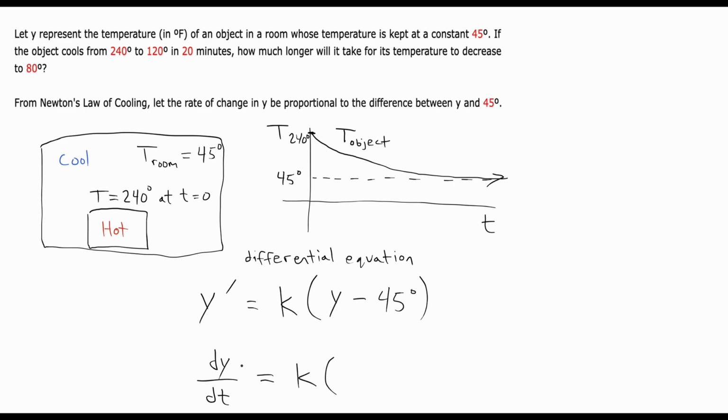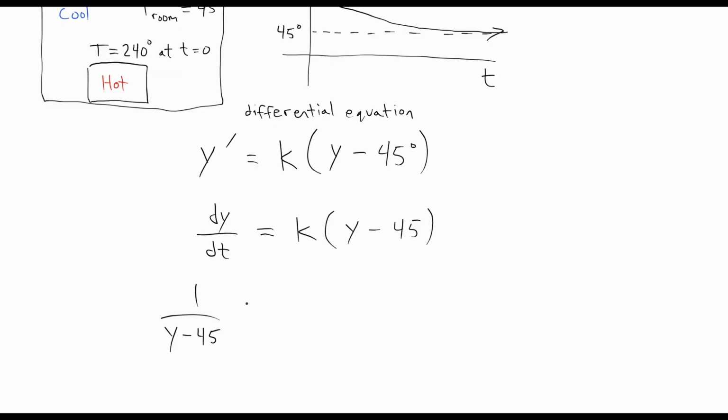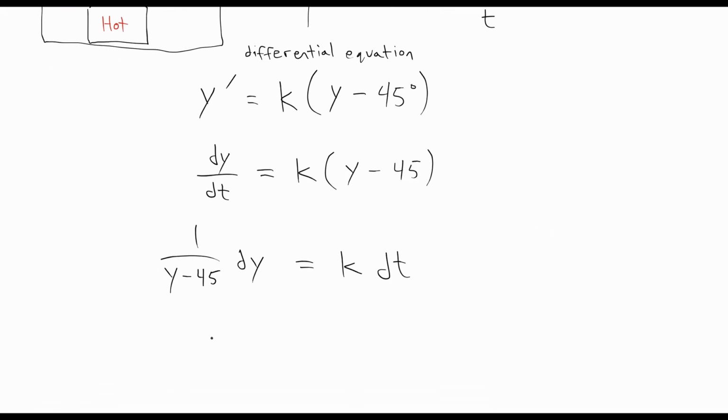And I'm going to rewrite y prime as dy over dt. Put y minus 45 in the denominator on the left, and then multiply the dt to the other side. We would now want to take an antiderivative of both sides. This is going to leave us with ln|y minus 45| on the left and kt plus c on the right.